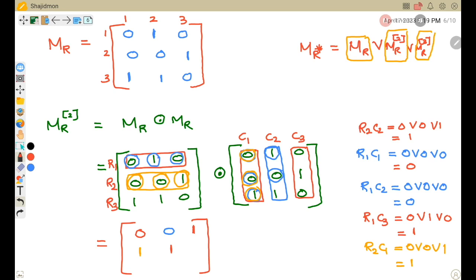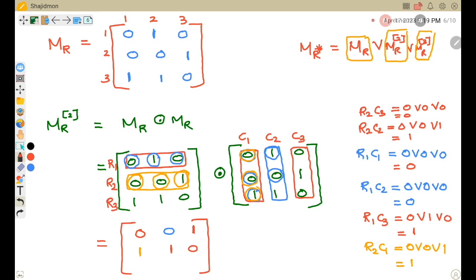Now similar way we can continue the R2 with C3. We can calculate R2 with C3 means 0 multiply 0, that is 0, or 0 multiply 1, that is 0, or 1 multiply 0, that is 0. So answer will be equal to 0 we are getting. So 1, 1, 0 here.